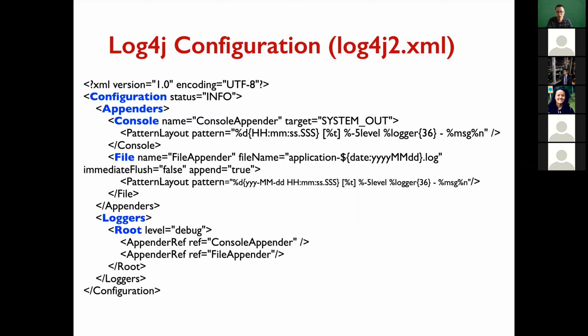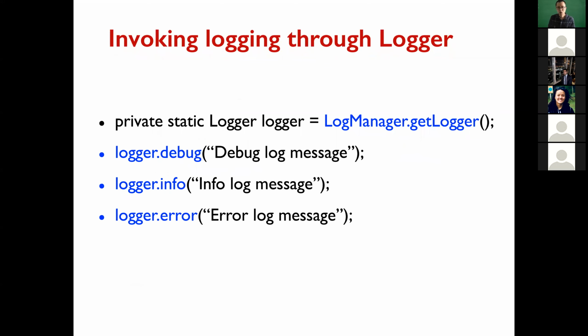Then we have seen this log4j configuration. We have a configuration element, and within it we have appenders and loggers. Within appenders, we have different files or console. Within loggers, we define different loggers and their levels. And this is how we invoke logging and write logging statements. First we get a logger, then we call the methods of the logger. So this is how we use it.